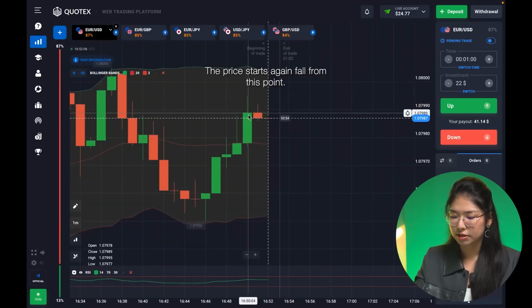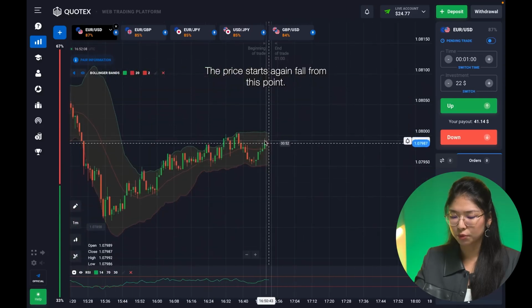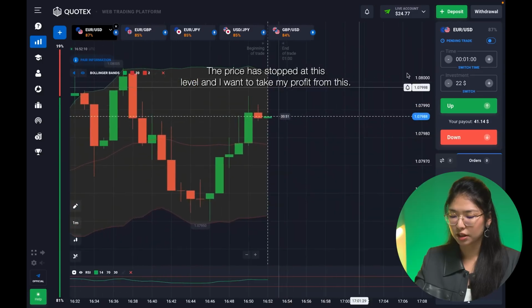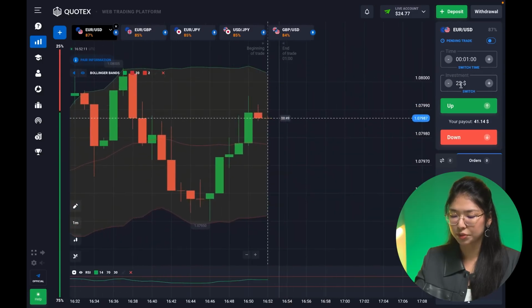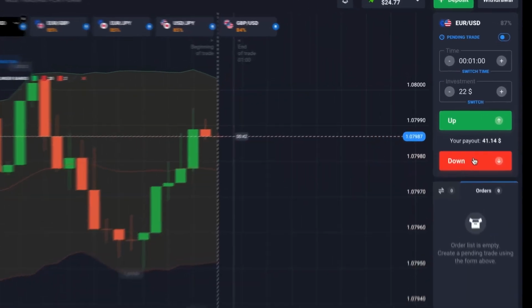The price starts again to fall from this point. The price has stopped at this level, and I want to take my profit from this. So $22 in my investment, and be ready for put option right now.